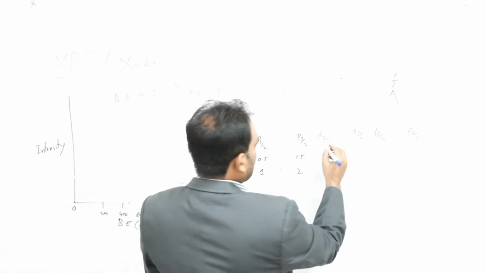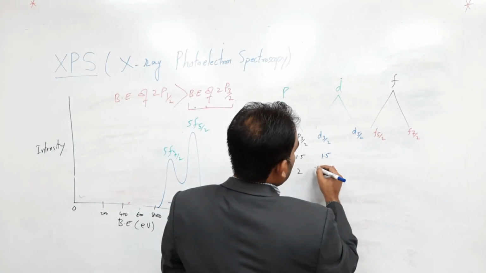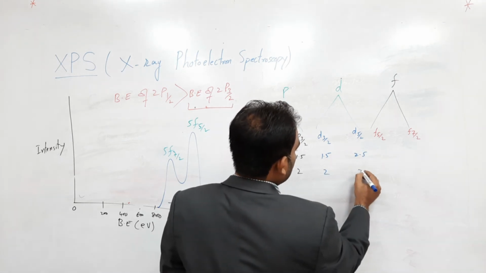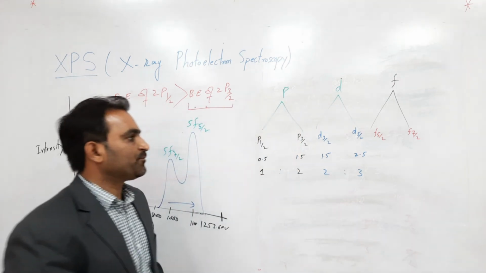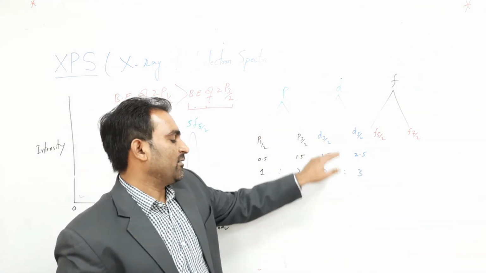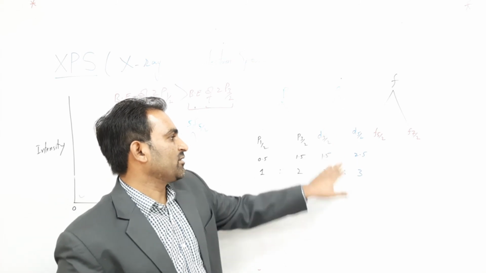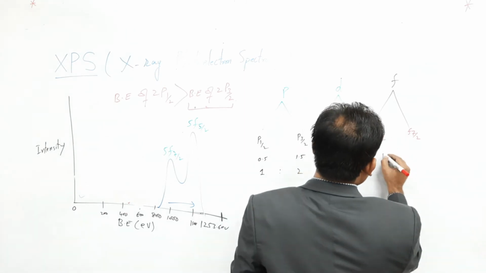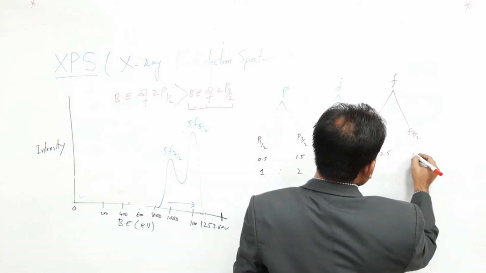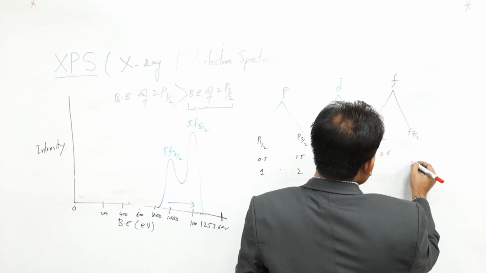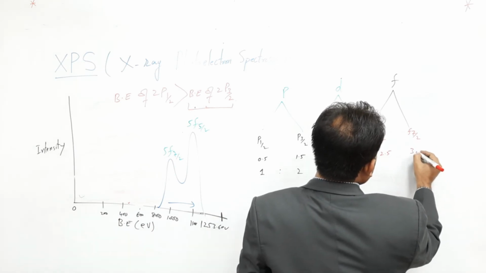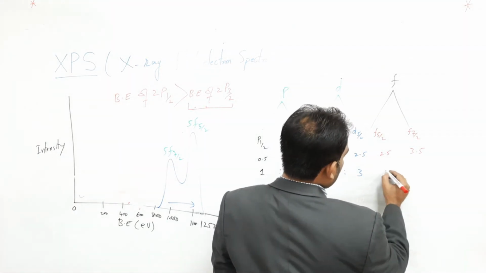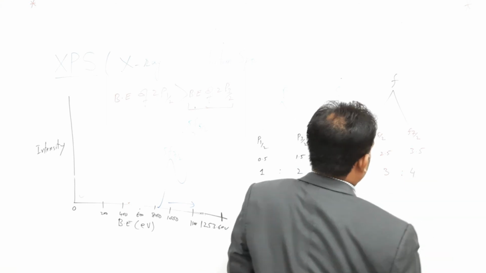For this you have 1.5 and for this particular case you have 2.5. By rounding, this will be equal to 2, this will be equal to 3. So the ratio between the heights of these two signals will be 2 ratio 3. For F, you have 2.5 over here, 3.5. Approximation by rounding of data, 3 ratio 4.